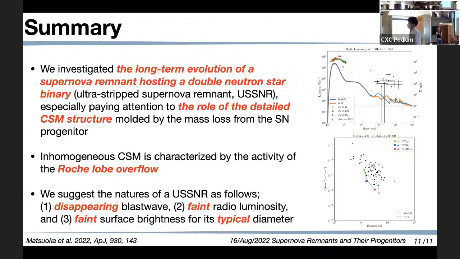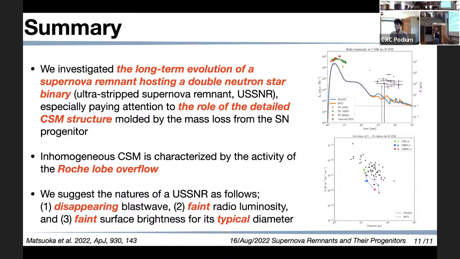Actually, it is important to consider the asphericity in this system, and we expect that the material ejected through the common envelope interaction will distribute in the equatorial plane, and in the polar direction we expect that interstellar medium is distributed. So depending on the state of the interstellar medium, the asphericity will develop to some extent. So yes, good point. Thank you.